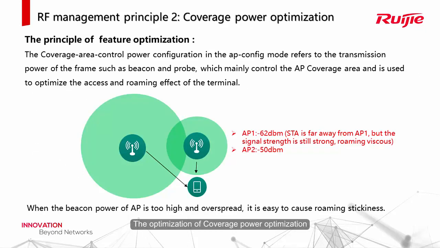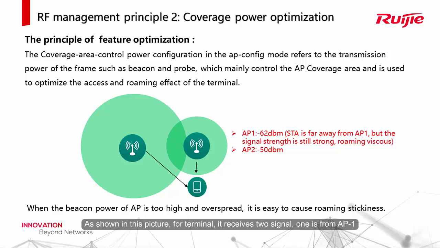Next is coverage power optimization. The coverage area control power configuration in the AP config mode refers to the transmission power of frames such as beacon and probe, which mainly control the AP coverage area and are used to optimize the access and roaming effects of the terminal. When the beacon power of the AP is too high and overspread, it is easy to cause roaming stickiness. As shown in this picture, the terminal receives two signals.